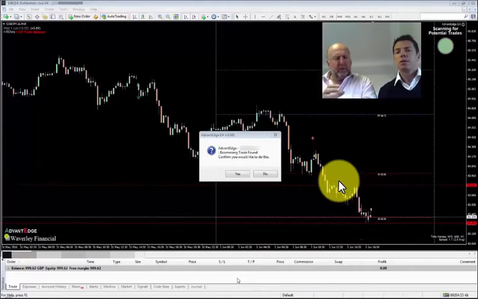Okay, so what's happening if I've got this right? The software does all the thinking, does all the managing. It's a fully automated system, and the only thing the user has to do is to say yes or no when the system says, here's a trade, would you like to take it? Exactly, it's that simple.